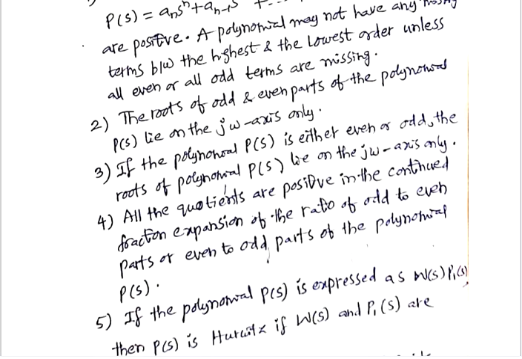Next, what is the second property? The second property says that the roots of the odd and even parts of the polynomial p of s must lie on the j omega axis only. We need to consider the even and odd terms of the polynomial separately and determine the roots, and if they lie on the j omega axis, it is Hurwitz. Right?